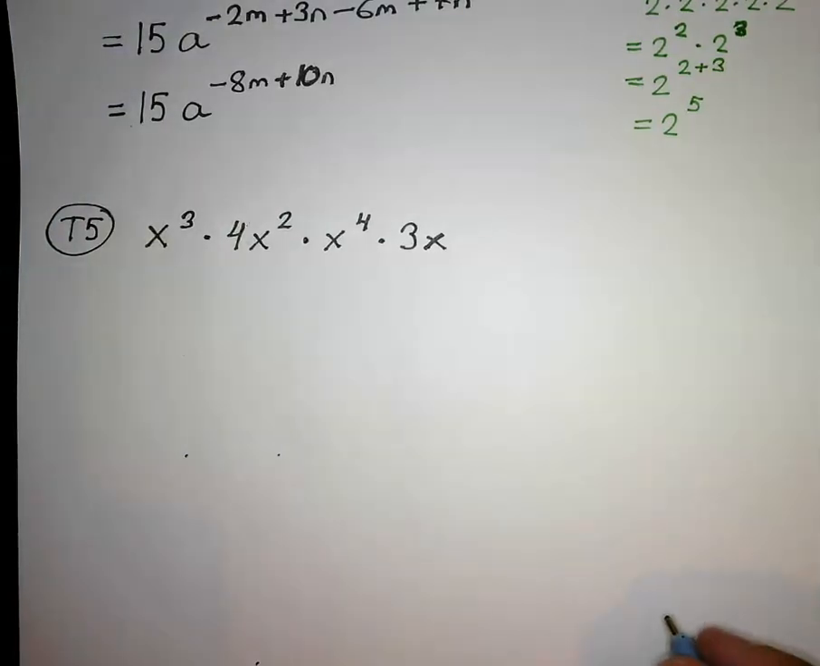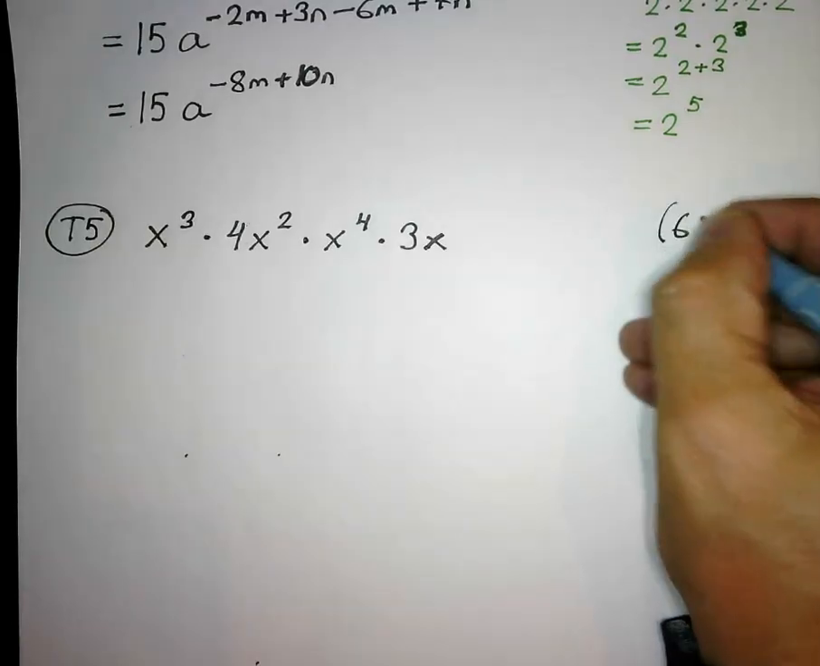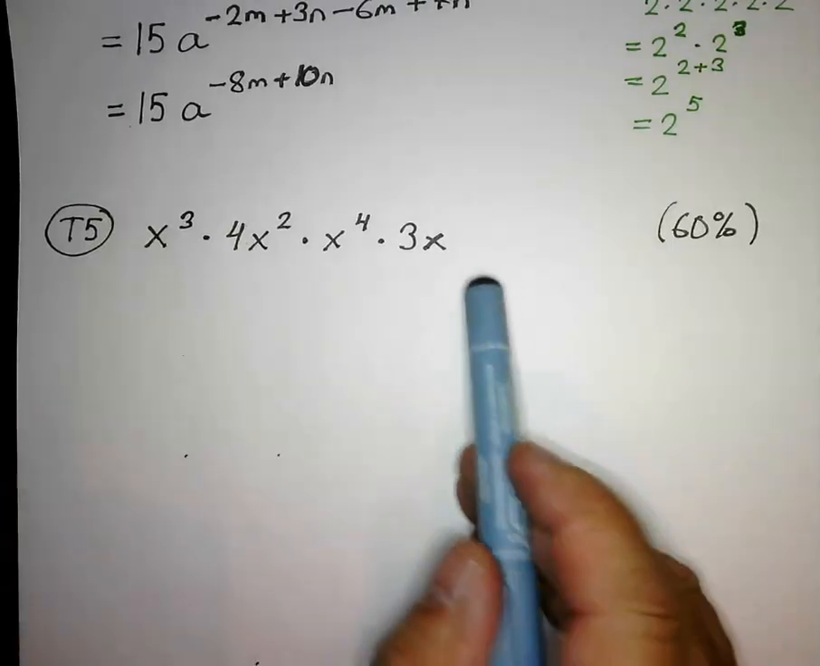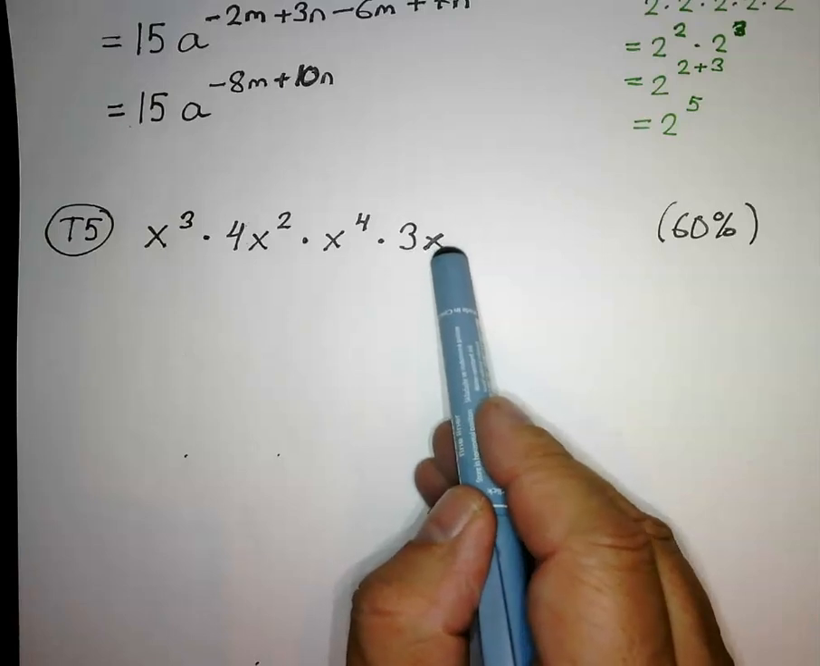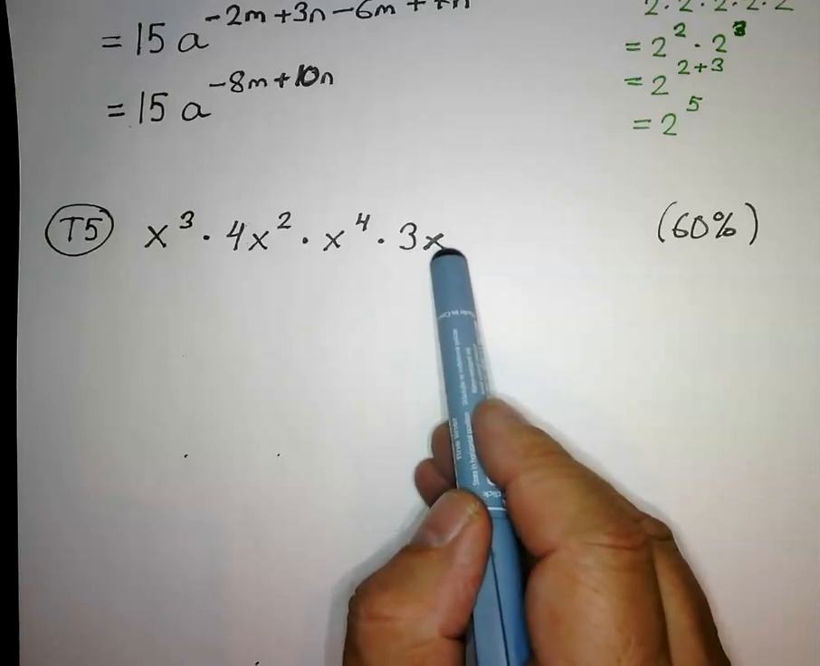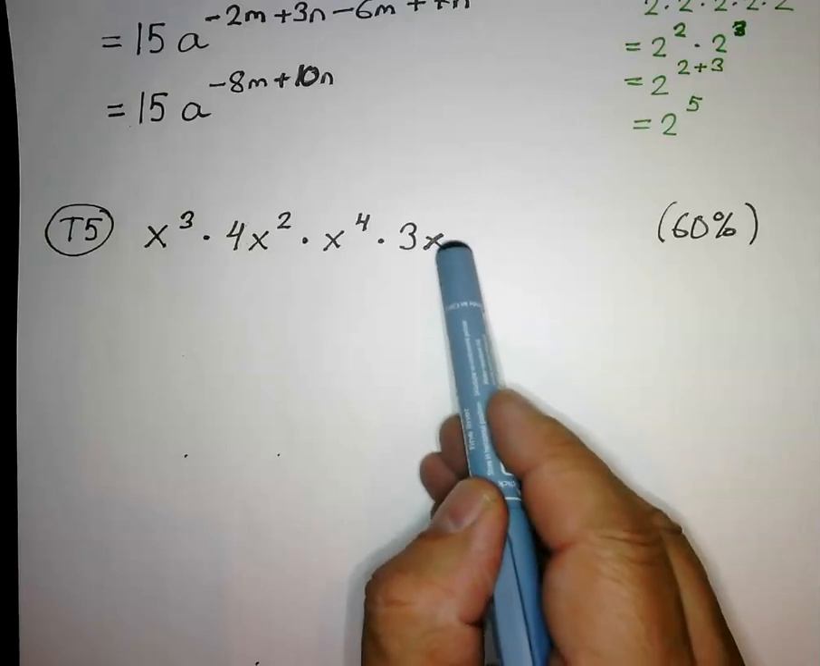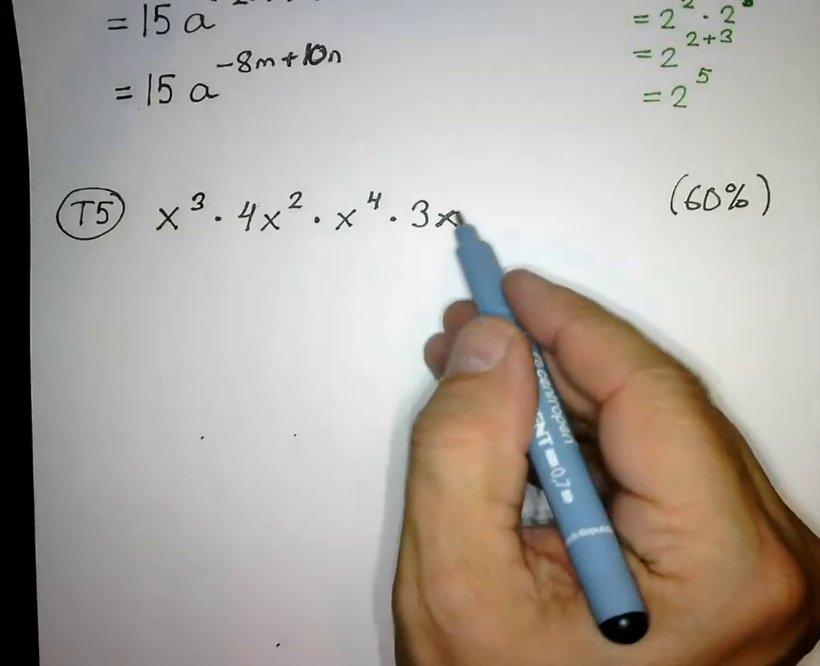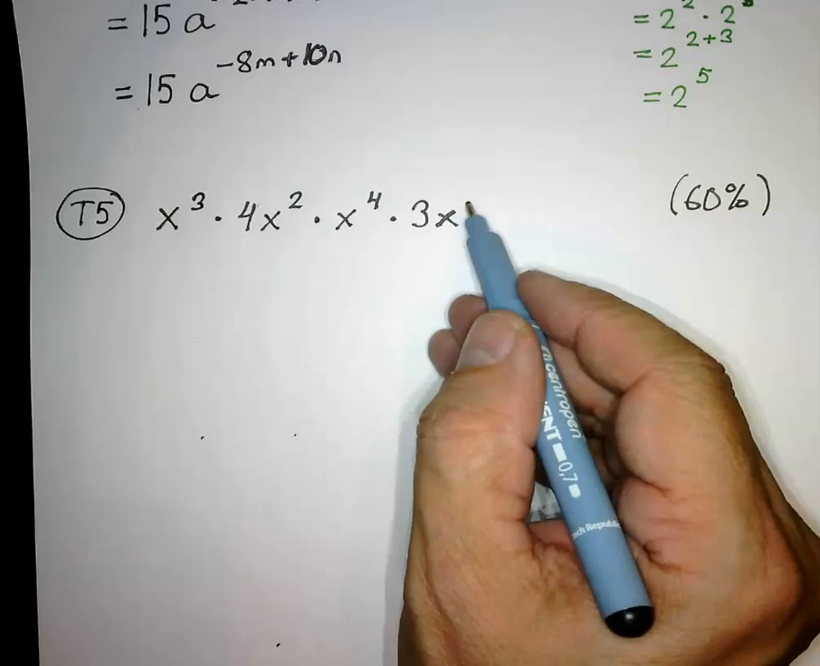And this was a problem which was calculated correctly by 60% of students. So exactly 3 of the 5 could calculate this correctly the first time. And the most common error comes from this last part, because there are no exponents shown in this x. But you may think that if you don't see any exponent there, then the exponent is 1.